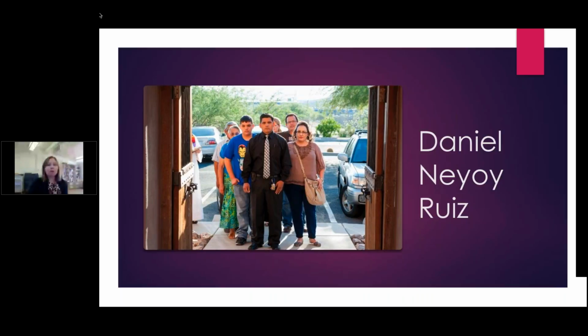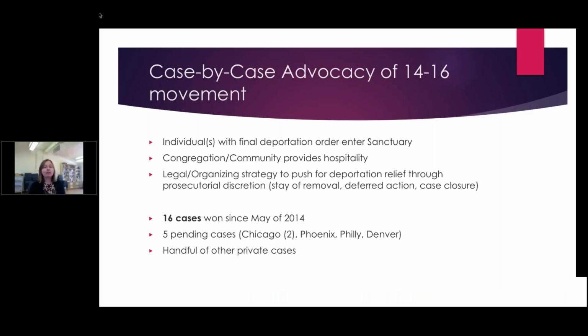And so what this work really looked like the past two and a half years is that someone like Daniel, who had a final deportation order, would enter sanctuary, and the congregation and community would provide hospitality to the person and their family. Since May of 2014, we've had 21 people enter sanctuary, and 16 of those people have been able to win some kind of deportation relief and leave sanctuary. While that hospitality is being provided, there's a legal and organizing strategy developed to push for deportation relief through prosecutorial discretion. That's basically the fact that these local immigration offices have the authority to choose and decide who should be deported and who shouldn't.